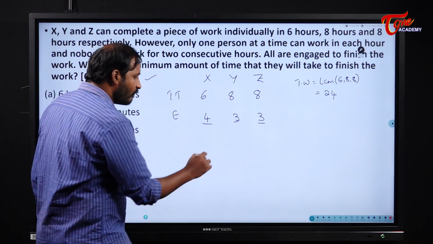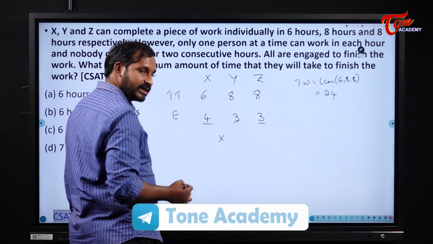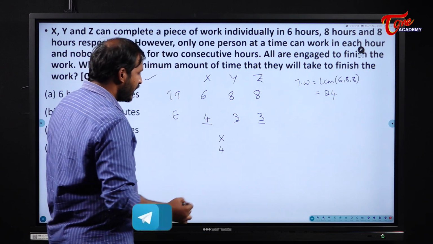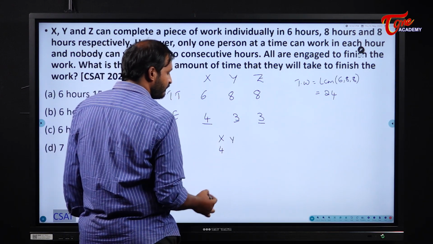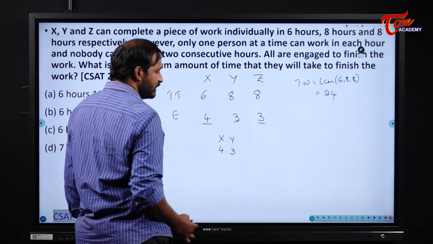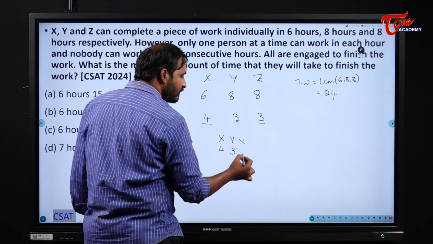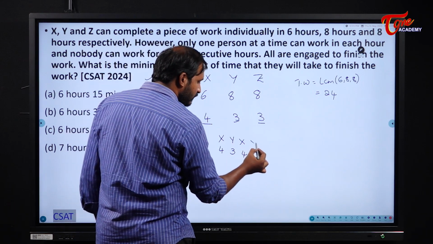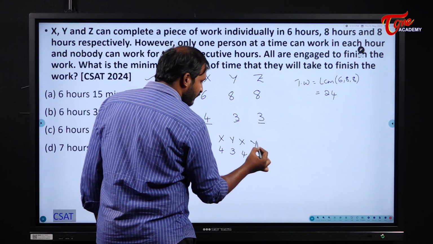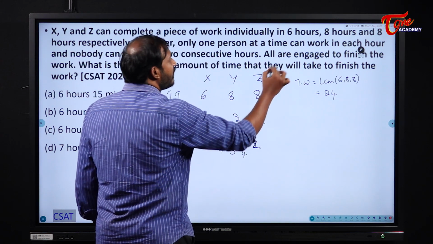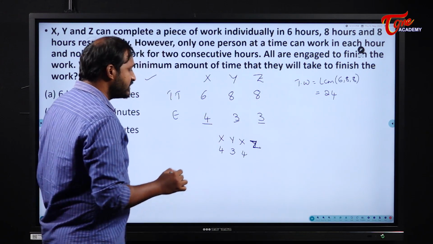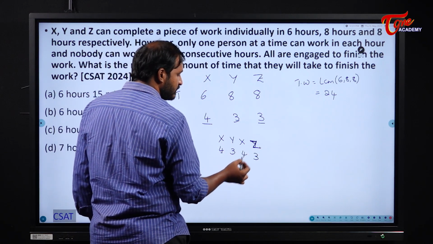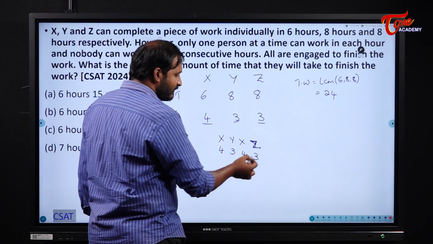Okay, so how I will take it is, first hour I will assume X will work, and he will do 4 work. And in the second hour Y will work for the time being and he will do 3 work. And once again on the third hour X will work and he will do 4 work. Once again on the 4th hour, instead of Y, I will take Z. Why? What is the reason? All should be engaged in the work. That is the reason. To engage Z, I will take 3. So 3 plus 4, 7. 7 plus 4, 11. 11 plus 3, 14.